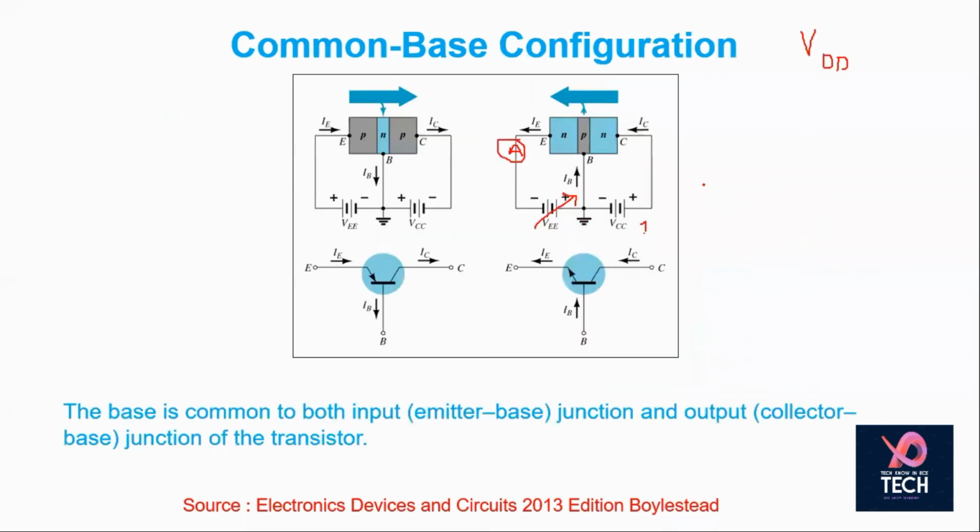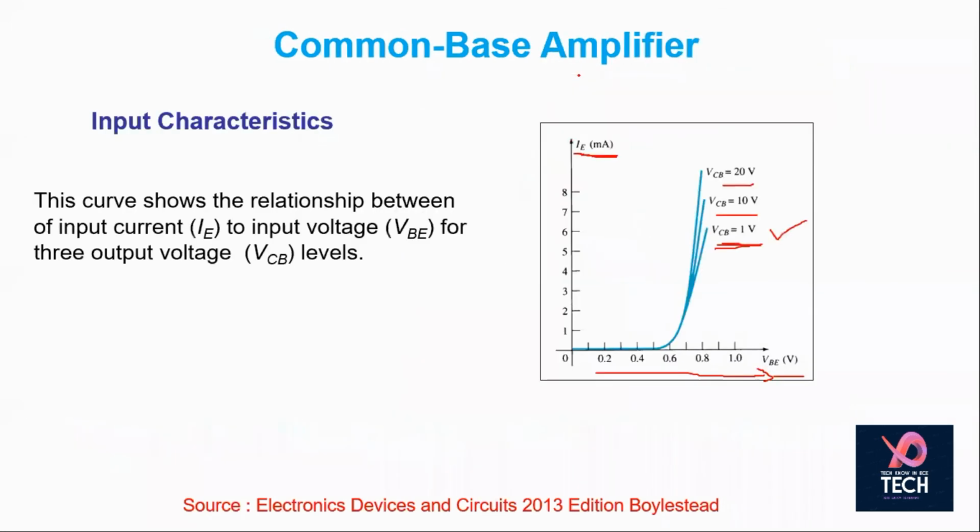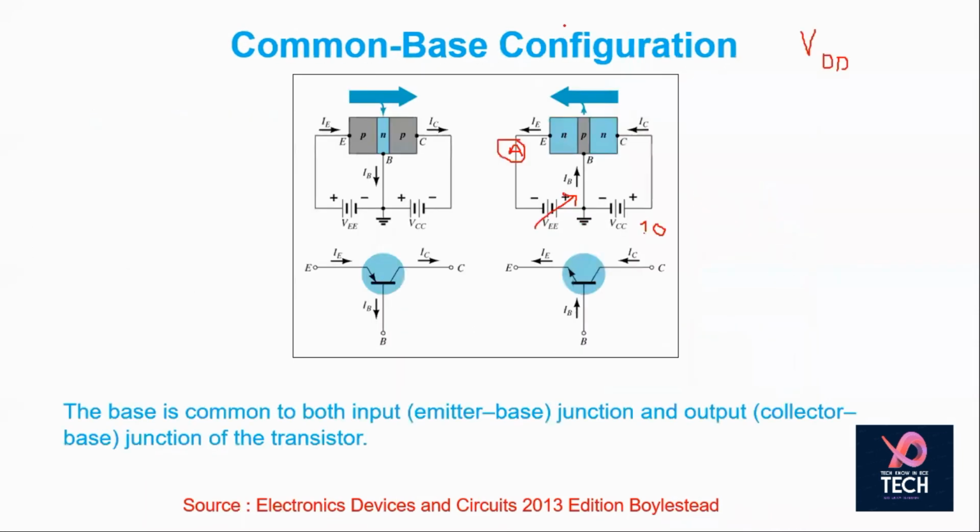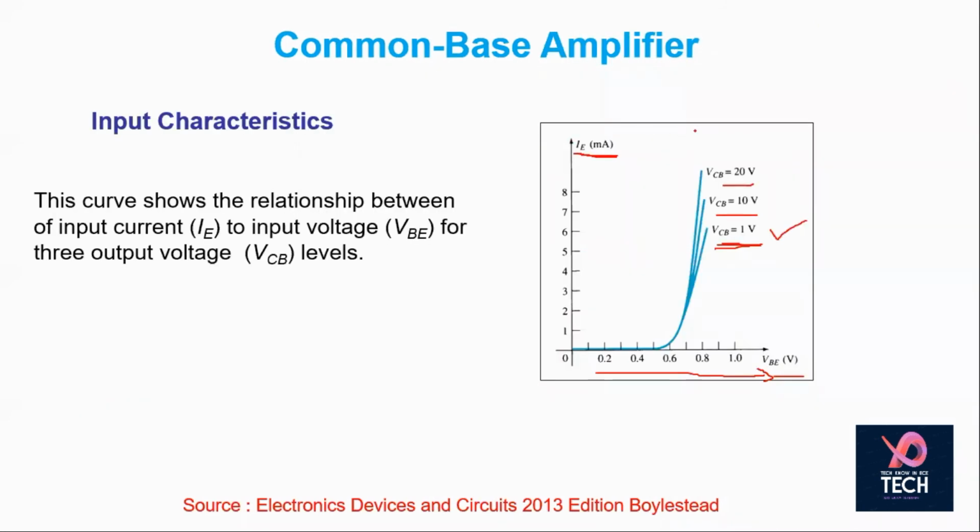Similarly, we change this to 10 volts and repeat the entire procedure. Your current becomes steeper, and now we are making it 20 volts, and you are getting it even steeper. So this is quite similar to your PN junction. This is called your input characteristics.